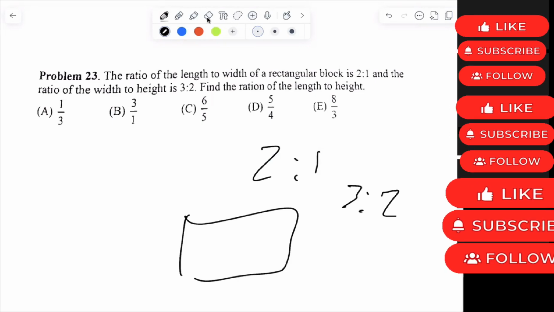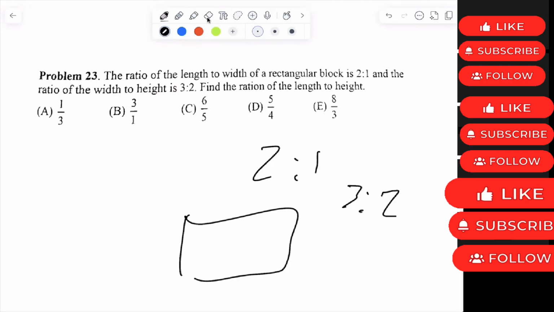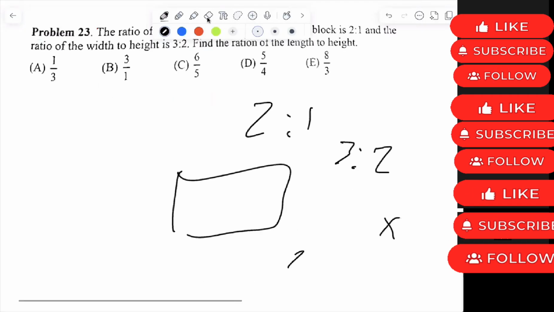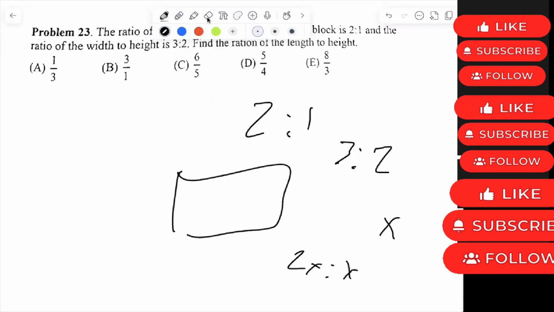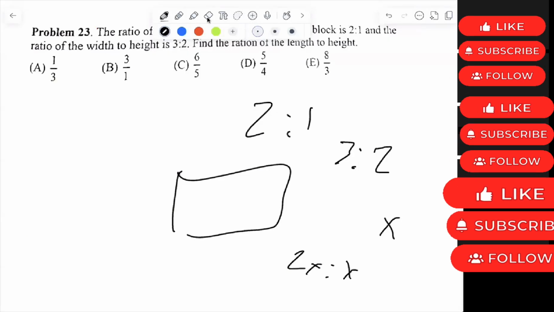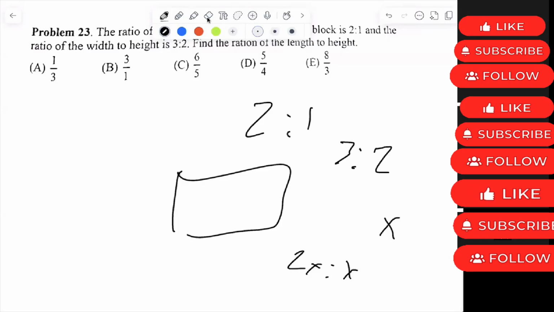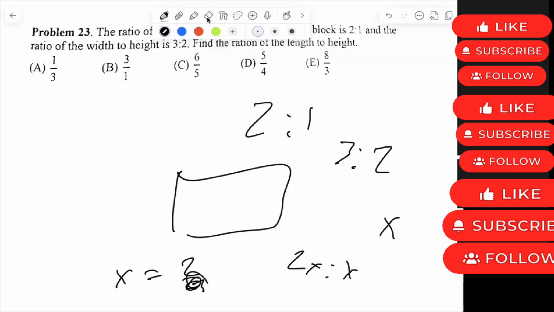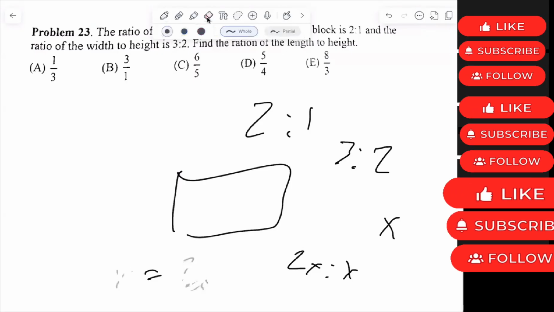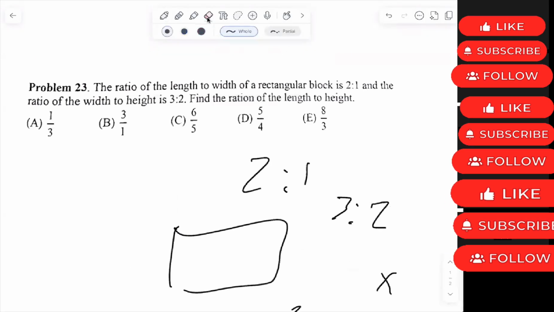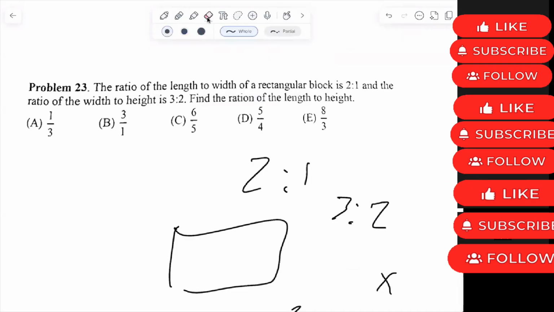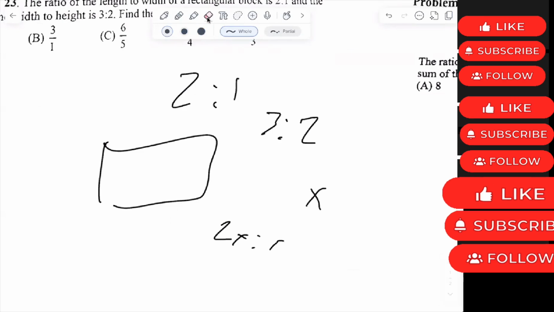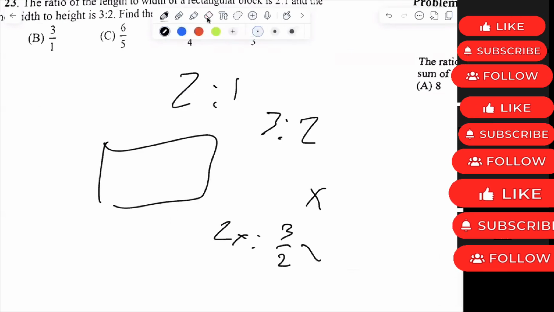So this is just telling you the width is, so let's say width is x. Then length is just 2x. I mean, x is 2/3 of the height, or 2/3 of the height is x. I mean, 3/2 x equals the height. So that's the ratio: 2x to 3/2 of x.